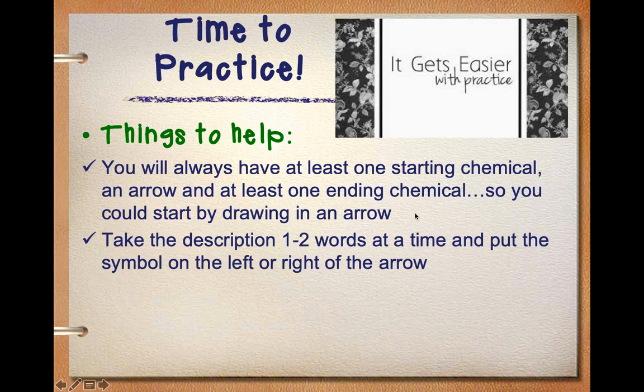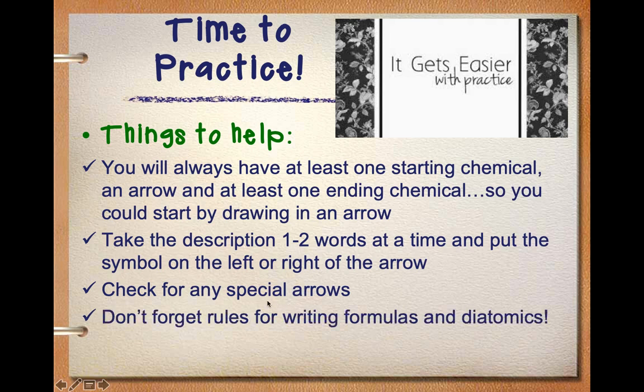And then there's just lots of little details that you've got to practice. Check for any special arrows. So if it says that the reaction was heated up, or if it says there's a catalyst, don't forget about those special arrows possibly. But sometimes there won't be anything. It'll just be a normal arrow. All right. And then you got to remember those diatomics if you're writing elements, and you got to remember our rules for writing formulas. Metals and nonmetals, you balance charges. Nonmetals, you look at prefixes. Lots and lots of details. I know that. But the good news is it will get easier with practice. So that means we should probably get to practicing here pretty soon.